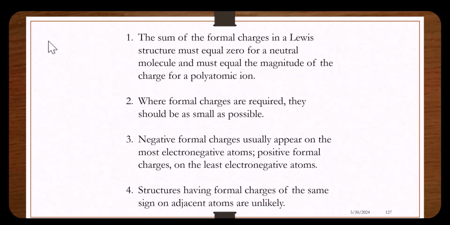Here are some guidelines to follow when we're writing a formal charge on a Lewis structure. Number 1, the sum of the formal charges in a Lewis structure must equal 0 in a neutral molecule and must equal the magnitude of the charge in a polyatomic ion. Number 2, when formal charges are required, they should be as small as possible. Number 3, negative formal charges usually appear on the most electronegative atoms, and positive formal charges on the least electronegative atoms. Number 4, structures having formal charges of the same sign on adjacent atoms are unlikely.